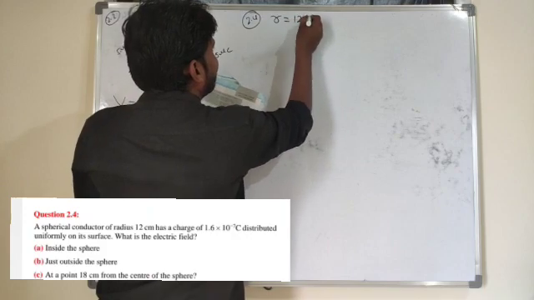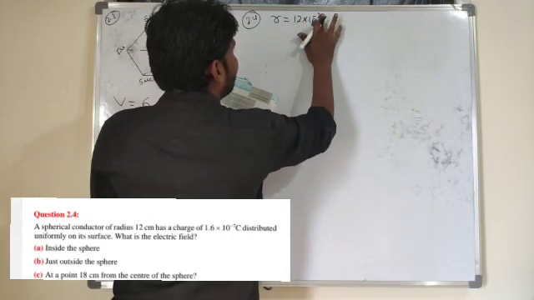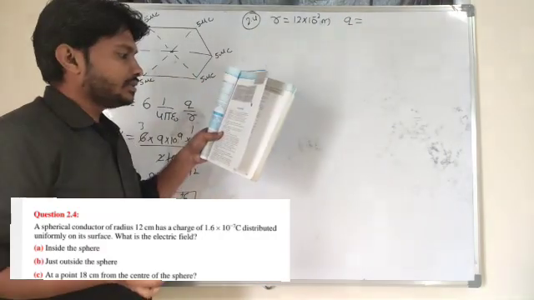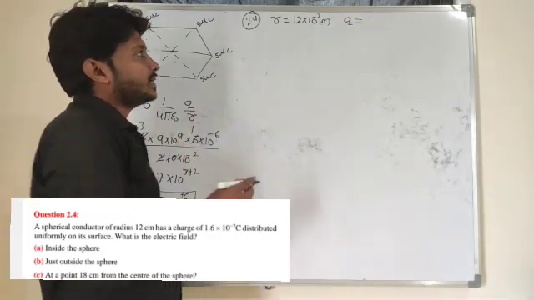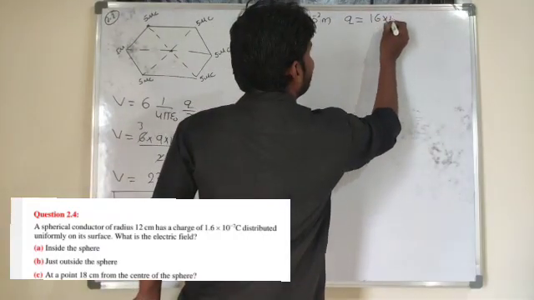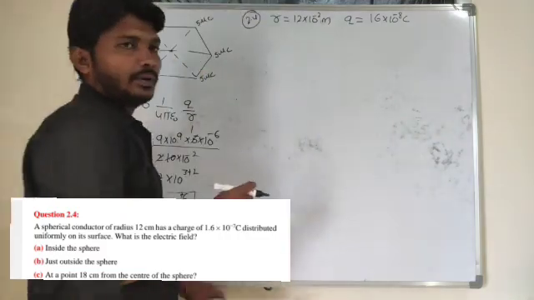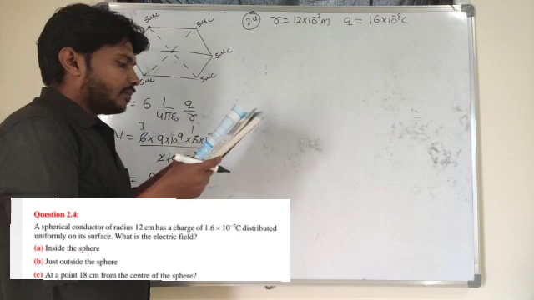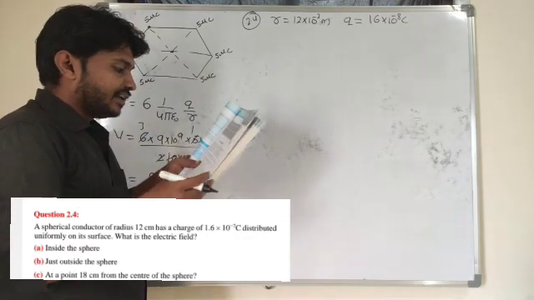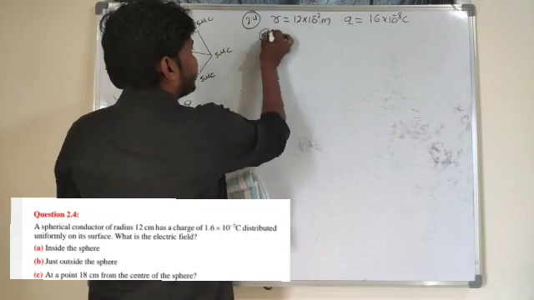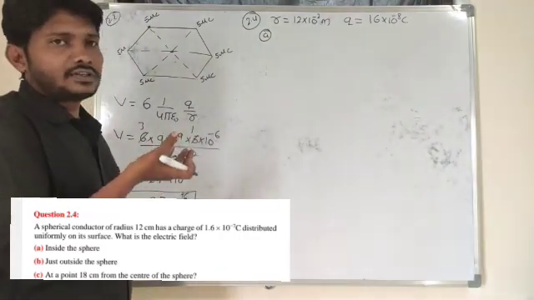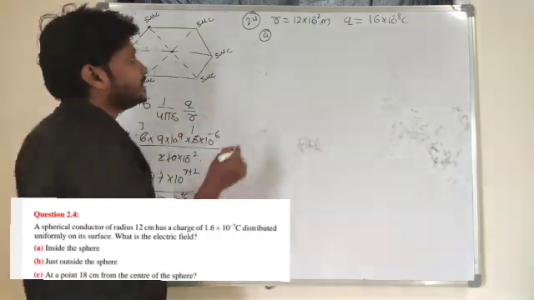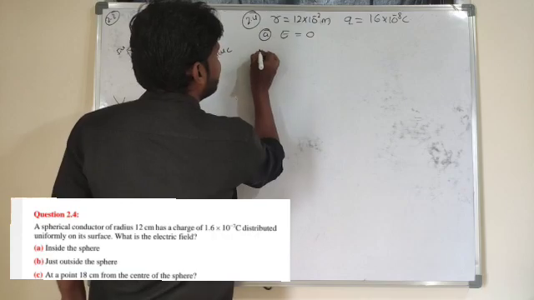That sphere has a radius of 12 centimeter, and it has a charge of 1.6 into 10 to the power of minus 7 coulomb, or 16 into 10 to the power of minus 8 coulomb, distributed uniformly on its surface. What is the electric field inside the sphere? From the first chapter we know that the electric field inside the conductor is 0. So the answer for the first one is 0.